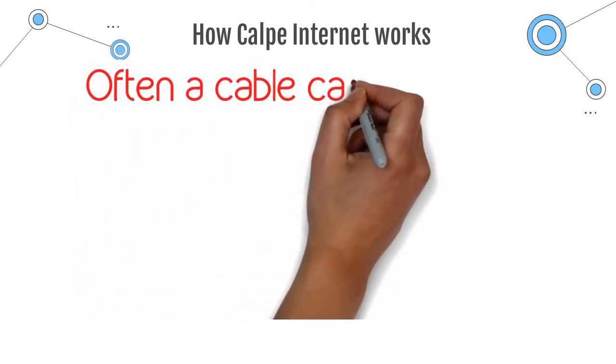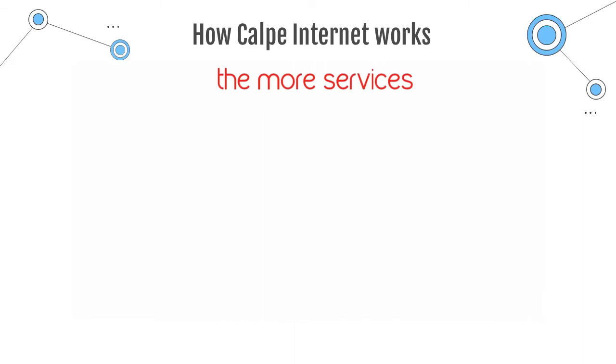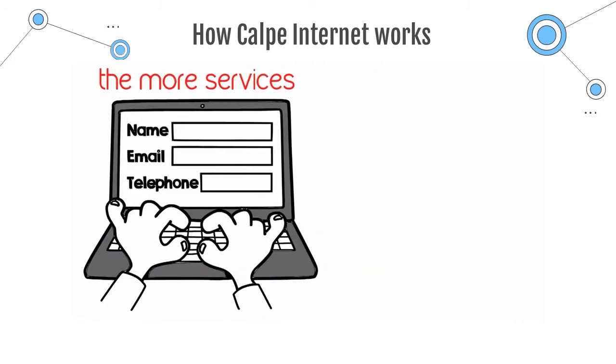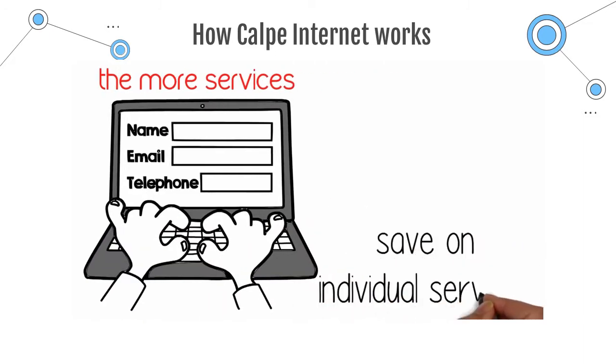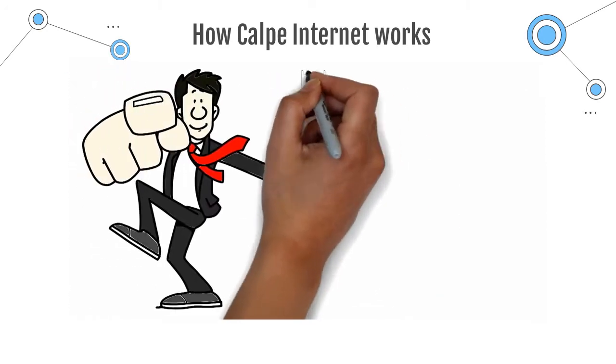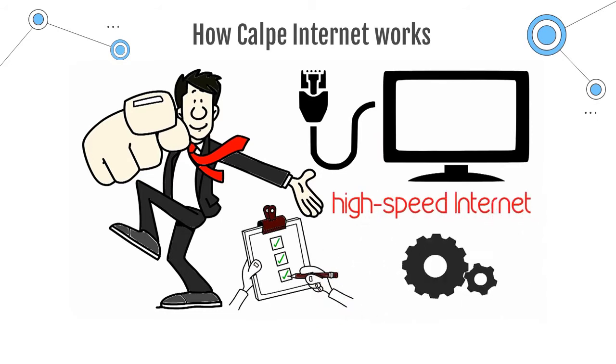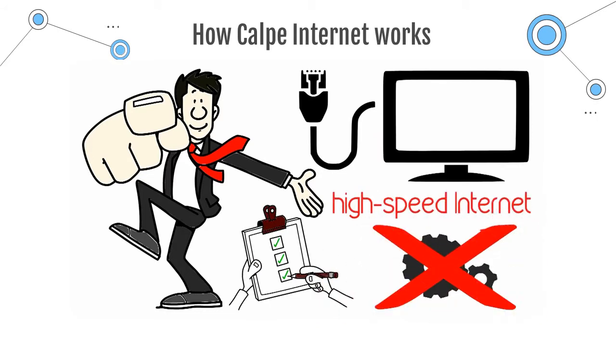Often, a cable carrier will offer phone services in a bundle too. Usually, the more services you sign up for from a provider, the more you save compared to if you bought them separately. Whether you're a cable TV subscriber or want to be one, you have an option for high-speed internet without a lot of equipment to add.